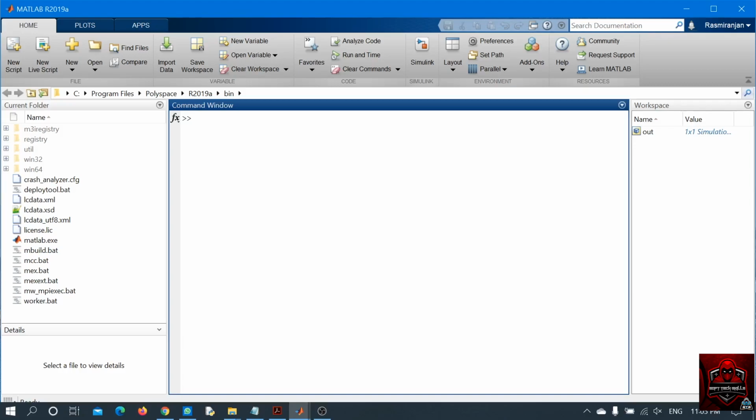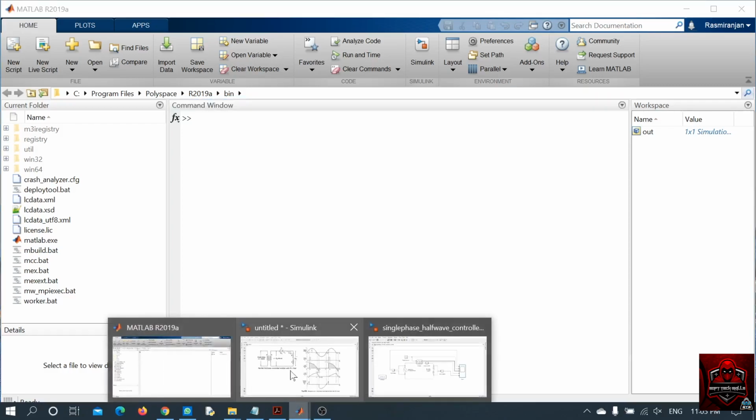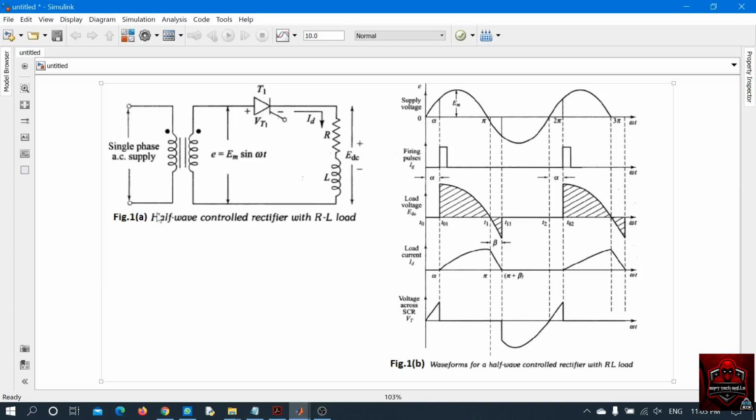In this video we are going to see the simulation of a single phase half wave controlled rectifier. Let's first see its circuit diagram and waveforms. Here is the circuit of the half wave controlled rectifier. This is the input side voltage source and this is the load.